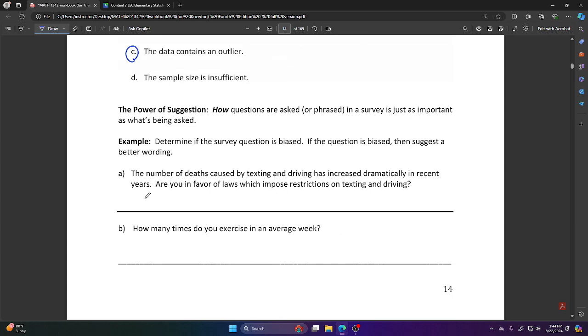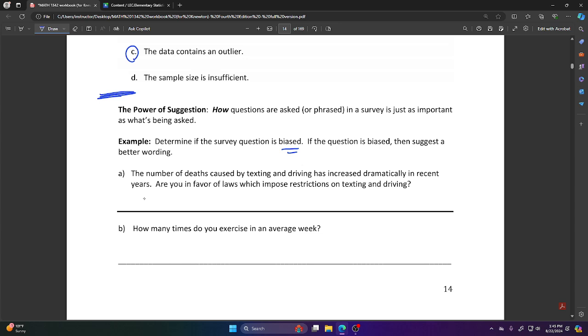All right. So they're now going to talk about the ways to ask questions. This is a hard break, by the way. I just want you to hear this out loud. The number of deaths caused by texting and driving has increased dramatically over the recent years. Did you know that? Are you in favor of laws that restrict texting and driving? See how it sounds like, whoa, people are dying out there, guys. People are dying. Don't you want to save lives? It's biased just because you're putting so much emphasis on that ahead of time. Could be the truth, but it's going to cause you to get biased results. Does that make sense?